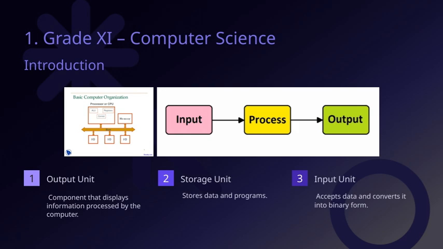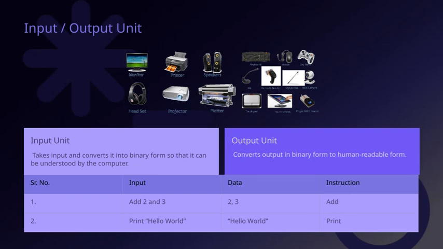Together, these units form the core of how a computer interacts with data, from input to processing and storage, and finally to output. This flow is essential to understanding how computers work seamlessly to perform complex tasks. Now, let's look at the output unit, which is responsible for converting the computer's binary output into a form that we can easily understand. Think of it as the translator that makes sense of the machine's language for us.